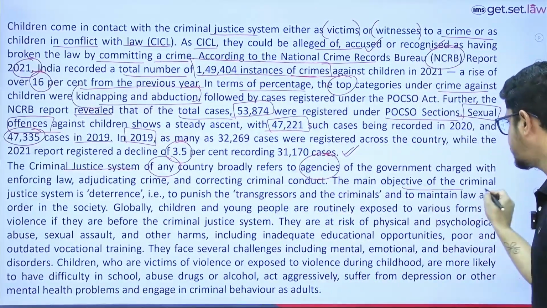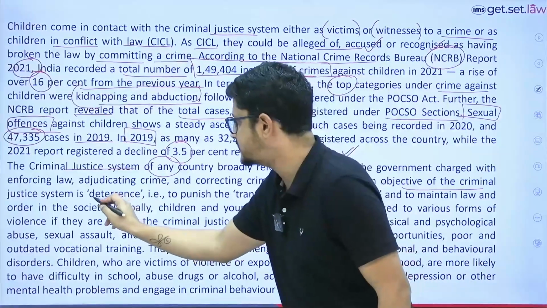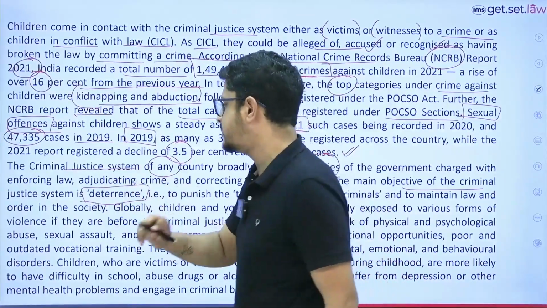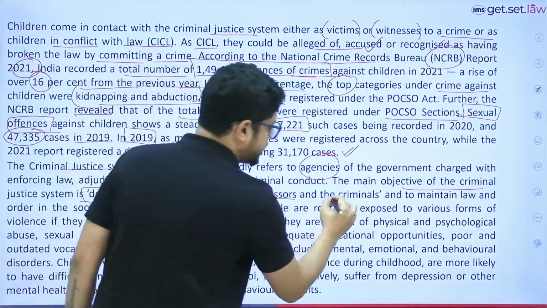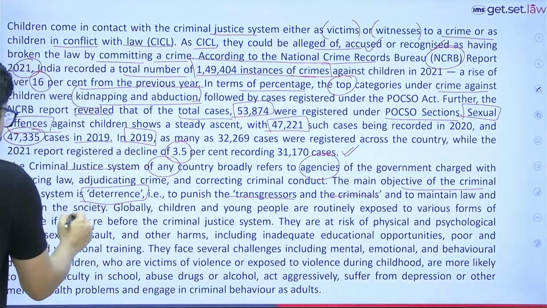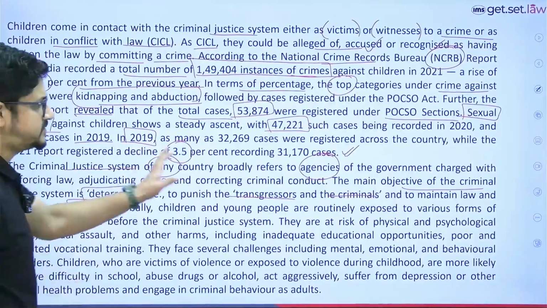The main objective of the criminal justice system is deterrence. Now what does the term deterrence over here mean? That is to punish the transgressors and the criminals and to maintain law and order in the society. So this is the main objective.